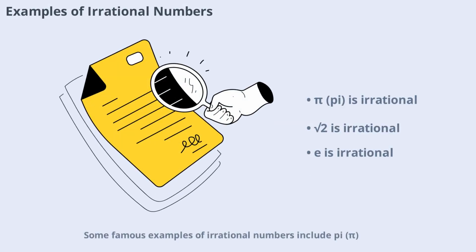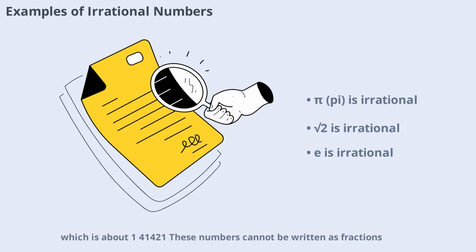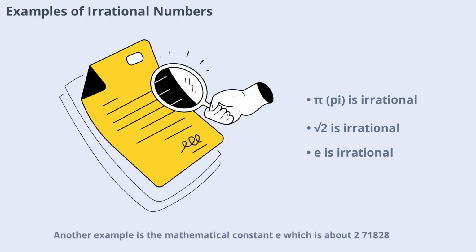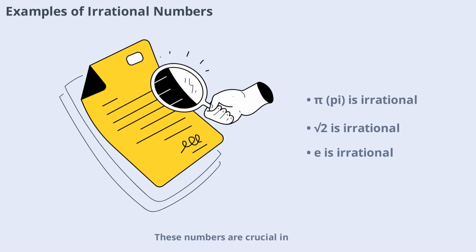Some famous examples of irrational numbers include pi, which is approximately 3.14159, and the square root of 2, which is about 1.41421. These numbers cannot be written as fractions, and their decimal parts never end or repeat. Another example is the mathematical constant e, which is about 2.71828. These numbers are crucial in many scientific and mathematical calculations.